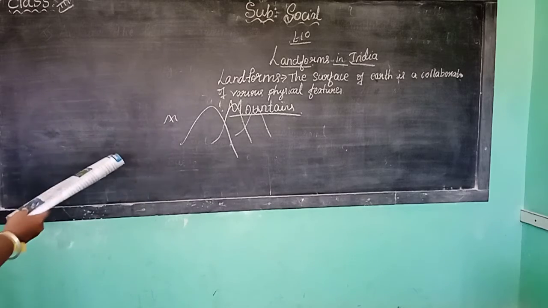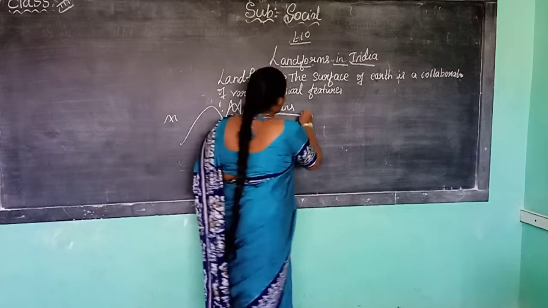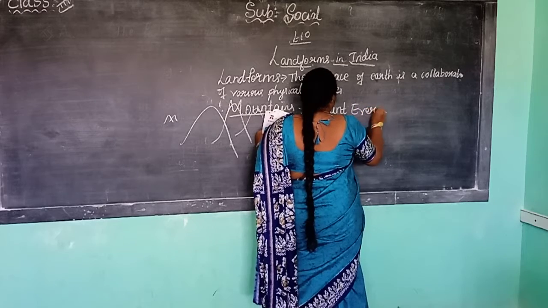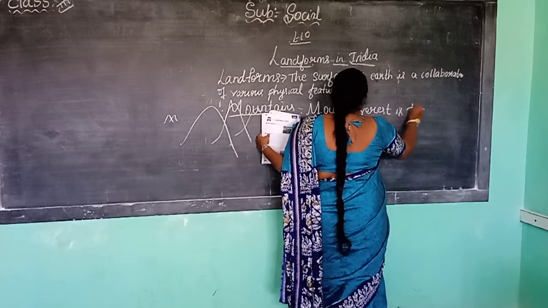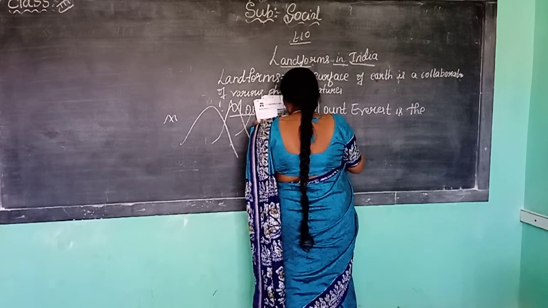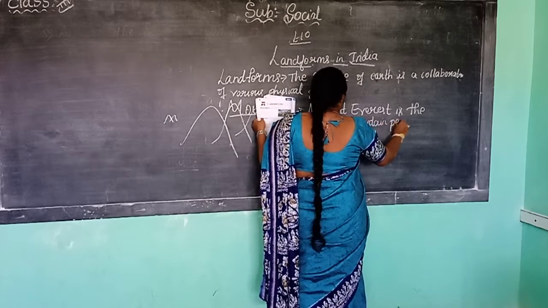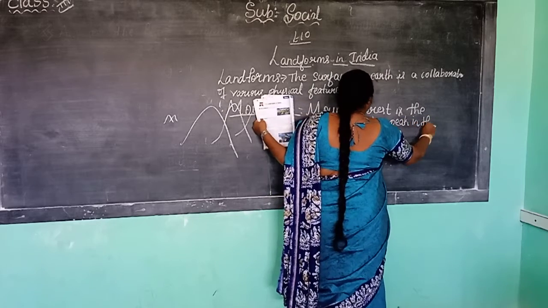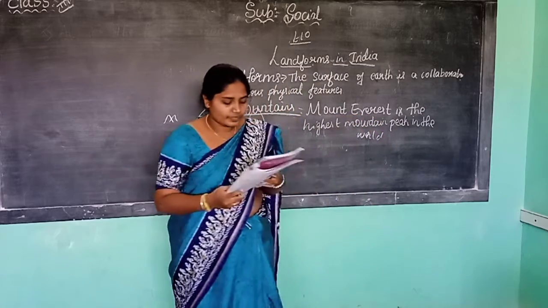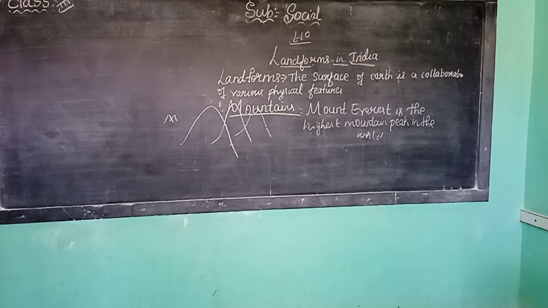Among mountains, which is the largest, which is the highest mountain in the world? Mount Everest. Mount Everest is the highest mountain peak in the world. Which is the highest mountain peak in the world? It is Mount Everest. High mountain ranges run along the entire northern boundary of India.